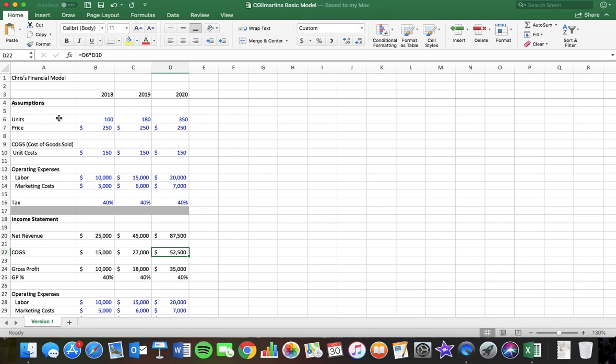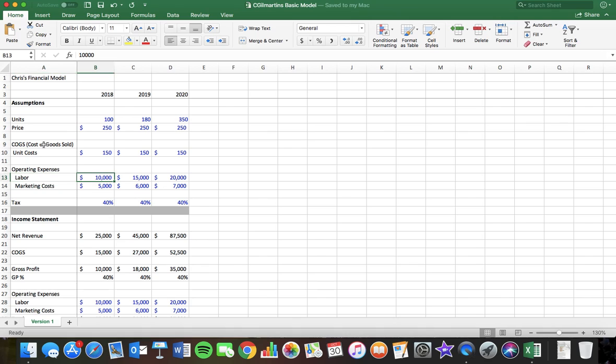So say we had a company that was selling baseball gloves. And say our first year we sold 100 gloves. And the second year we sold 180 gloves, and the third year 350. Now say our price, for all years, we kept constant at $250, which is a reasonable price for a baseball glove. So then we go down here to our cost of goods sold. This is how much it costs to make the glove. So to make one glove, it costs $150, and that wouldn't change as long as we're using the same type of leather, etc.